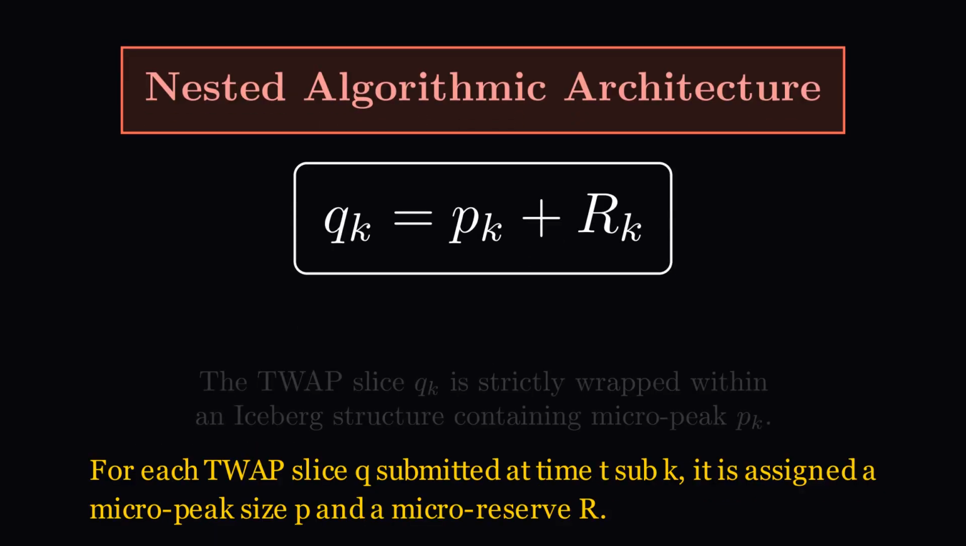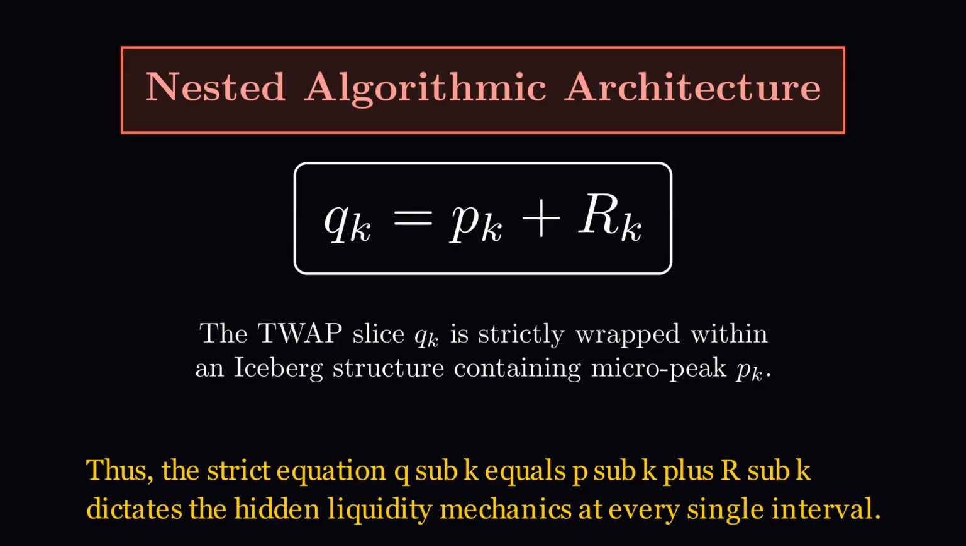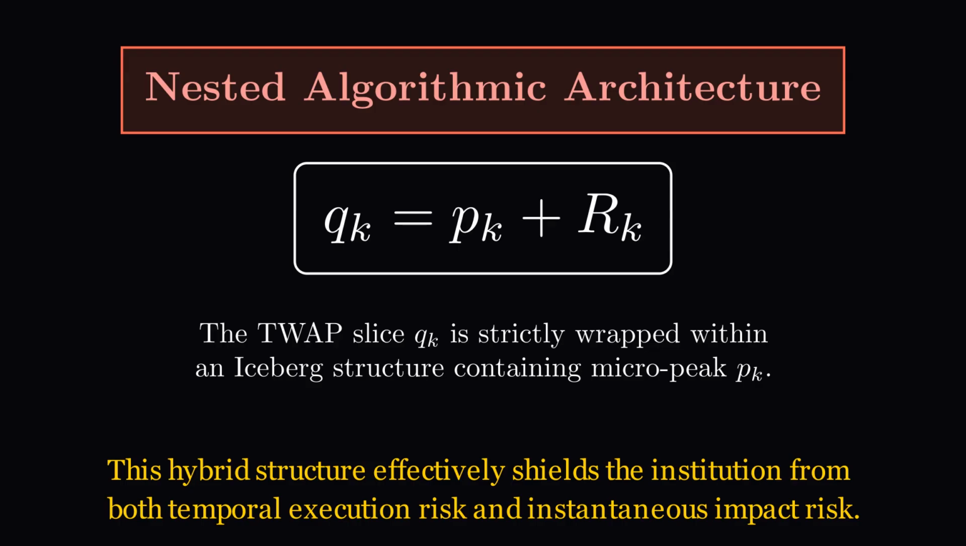For each TWAP slice Q submitted at time T sub k, it is assigned a micro-peak size P and a micro-reserve R. Thus, the strict equation Q sub k equals P sub k plus R sub k dictates the hidden liquidity mechanics at every single interval. This hybrid structure effectively shields the institution from both temporal execution risk and instantaneous impact risk.